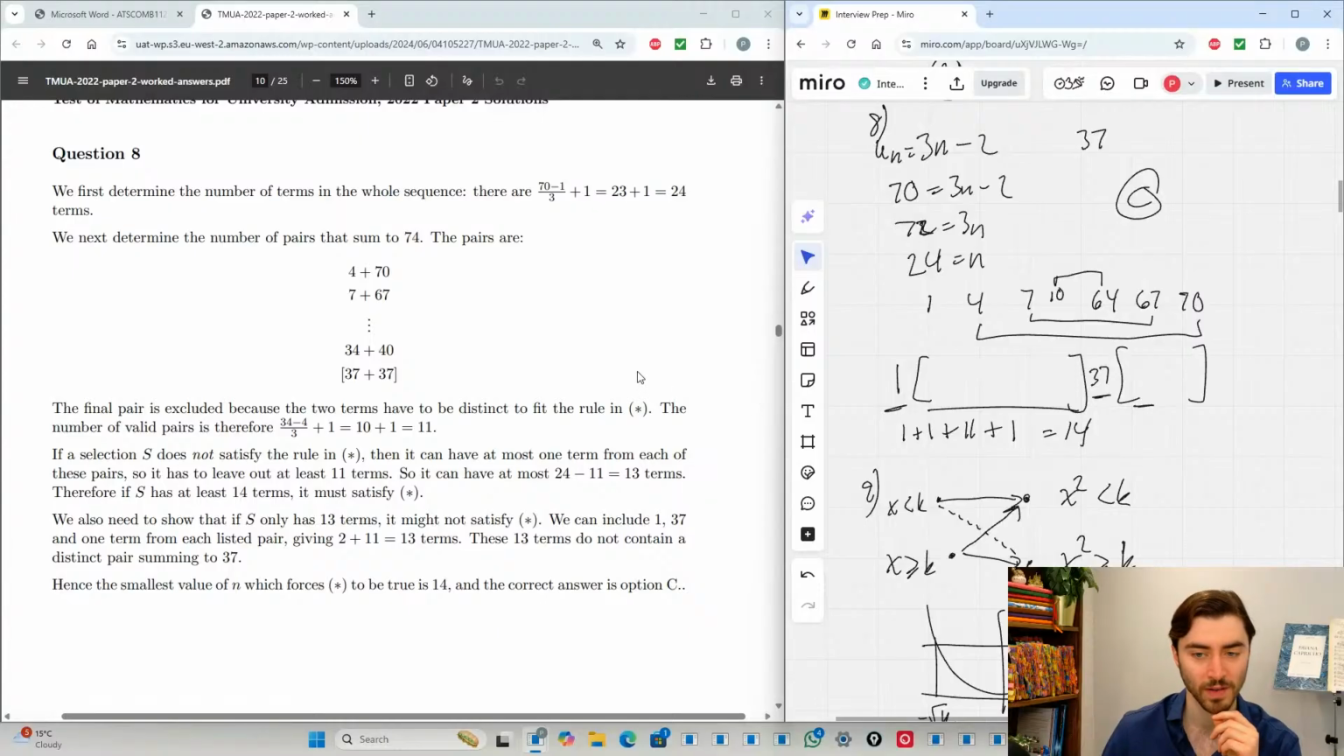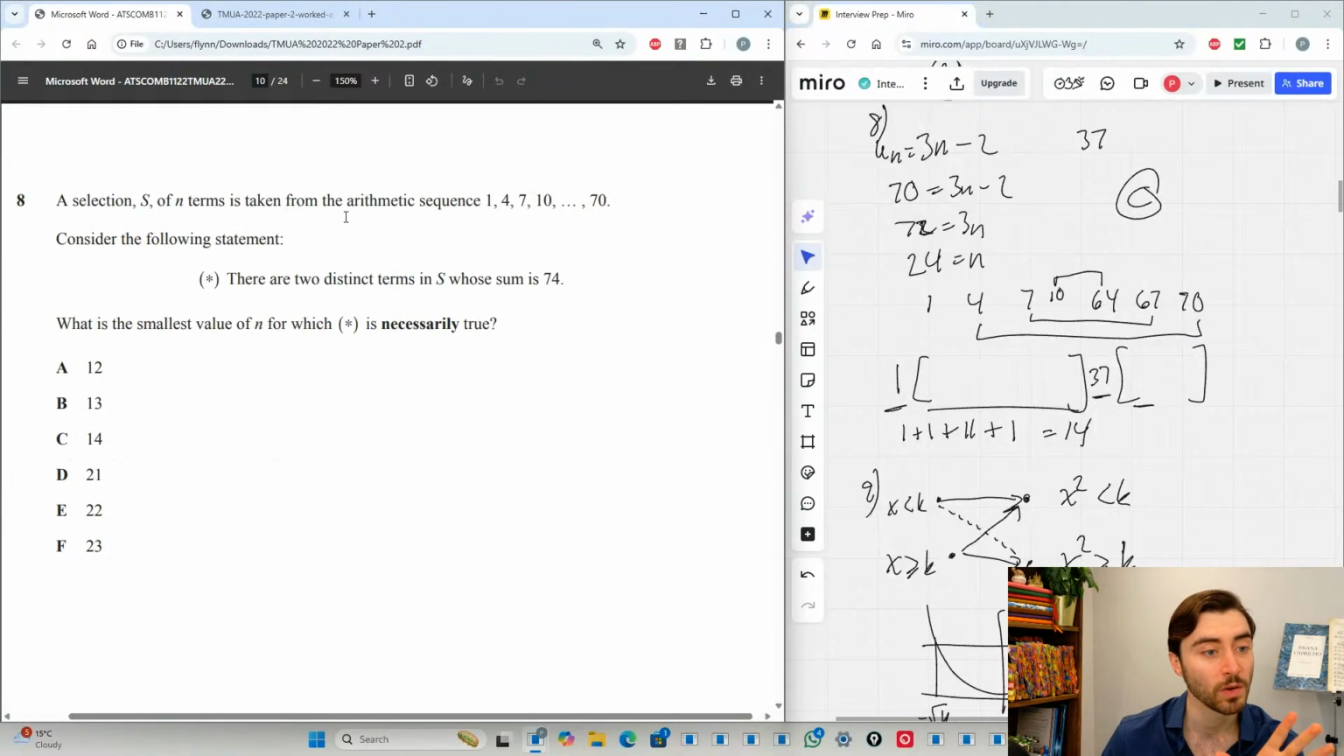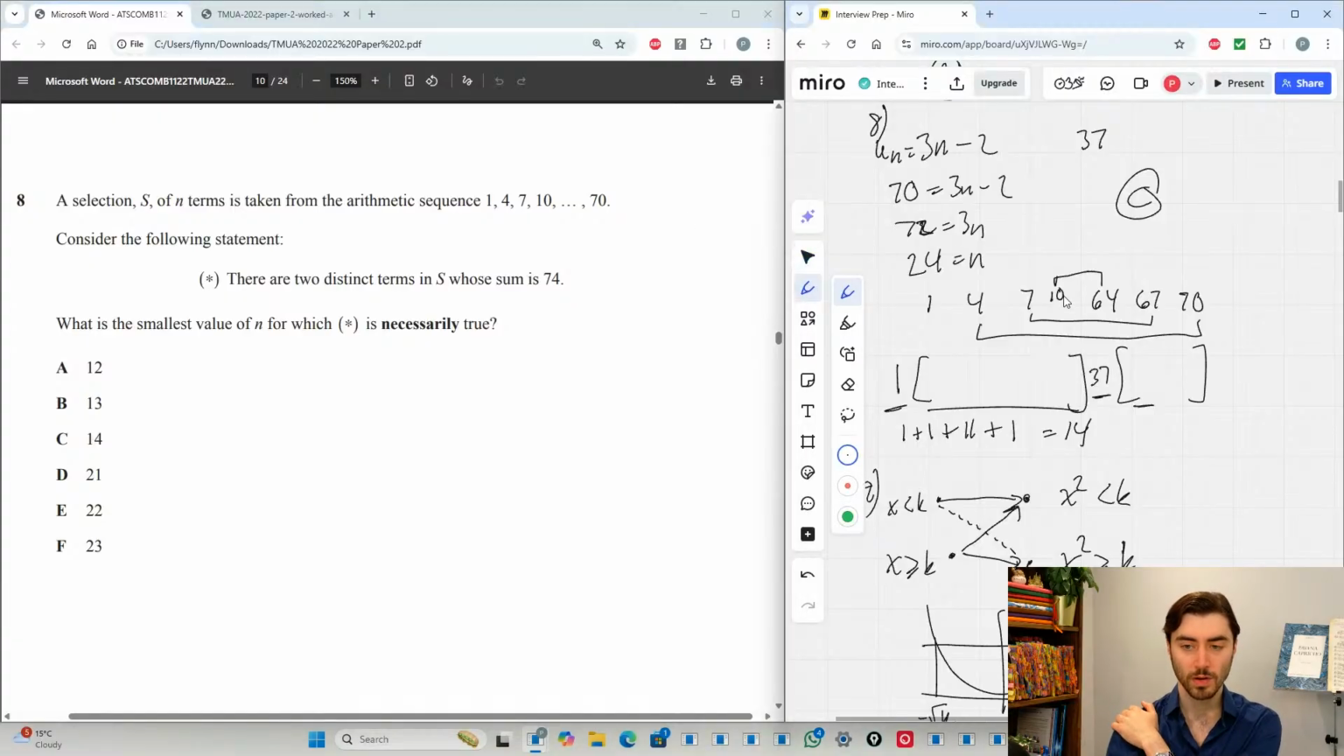And I think I'm satisfied with how I explained it. So explaining question 8 again, in all of these numbers, there are two distinct terms whose sum is 74. I can make the 74 in pairs. So the 70 and the 4 make 74. The 67 and the 7 make 74. So there's 11 of these pairs in there. 37 doesn't pair up with anything else. 1 doesn't pair up with anything else.